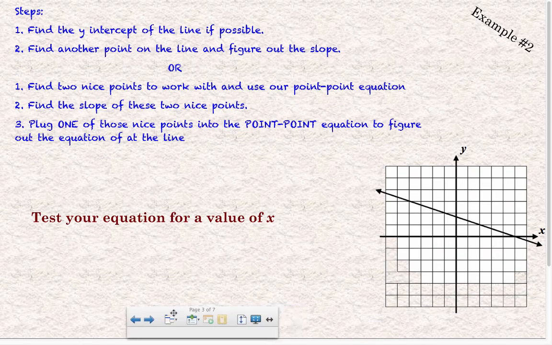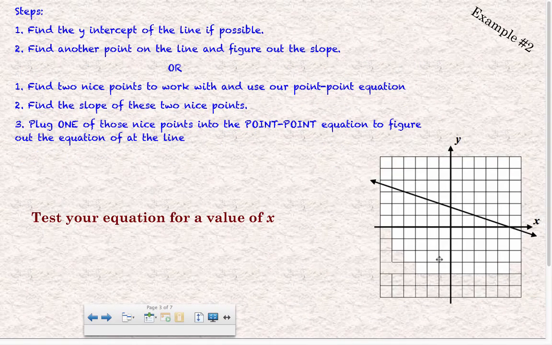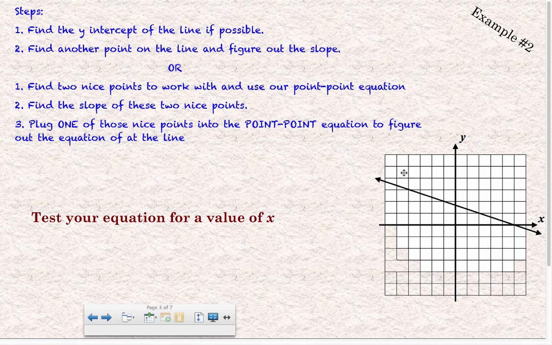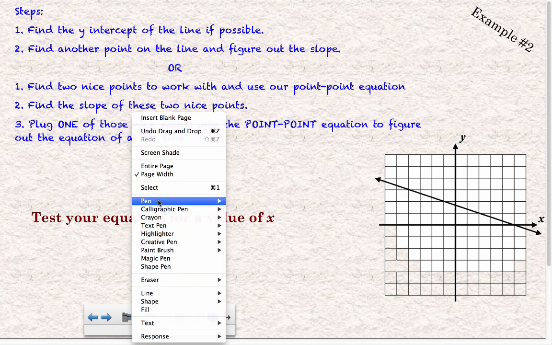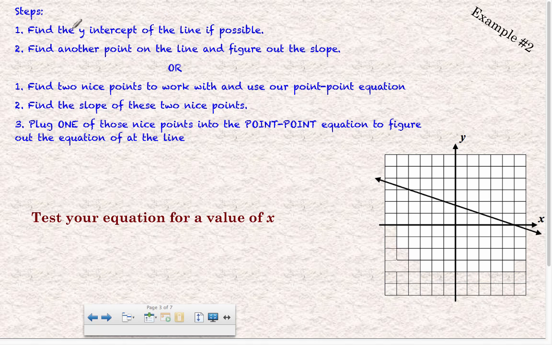We've got another example over here. I know it kind of got weirded out when I copied and pasted it. I was trying to make it transparent, but we get the idea. I'm going to go through this and let's see. Find the y-intercept of the line if possible. Oh, I don't know what that is. That's not a pretty point. Guess what? We can't use the good old-fashioned y equals mx plus b. Not enough information. This is where I have to use my point-point equation.